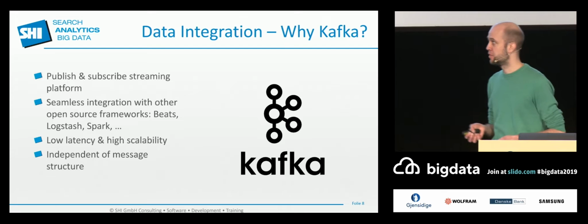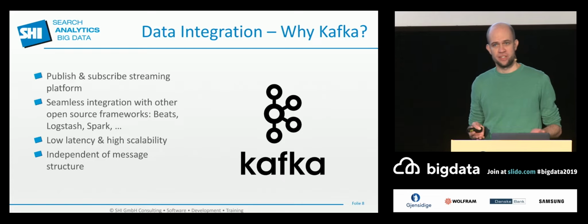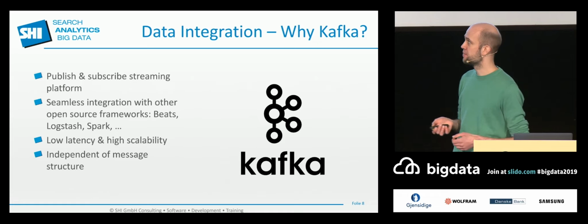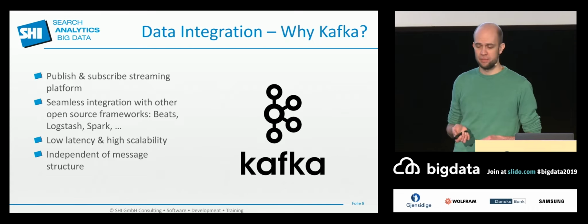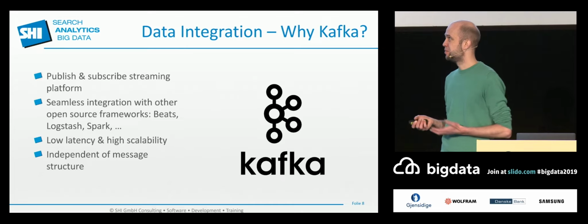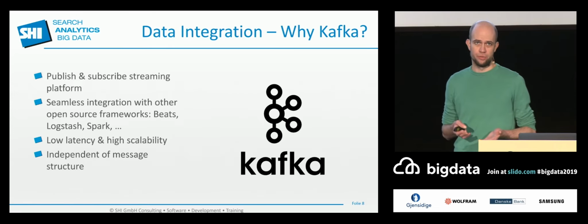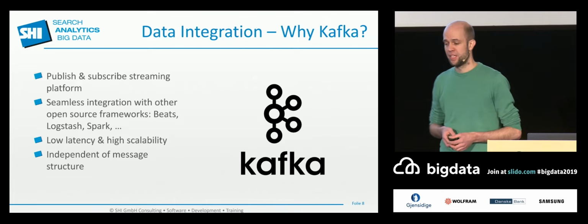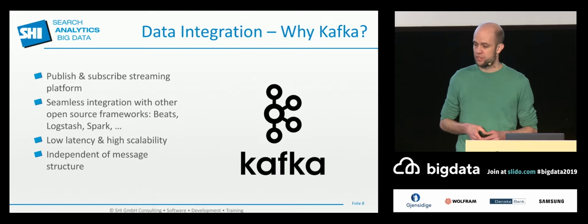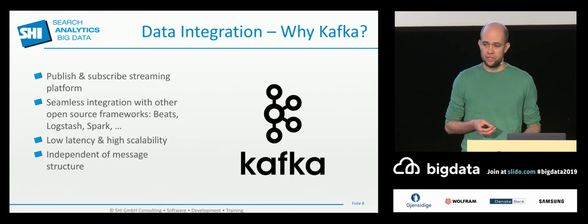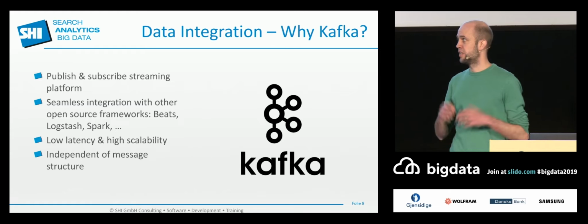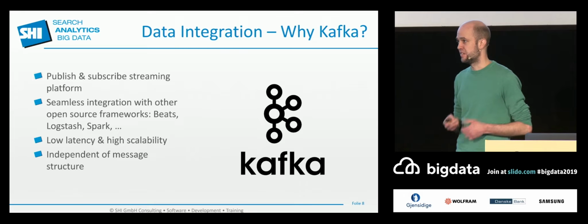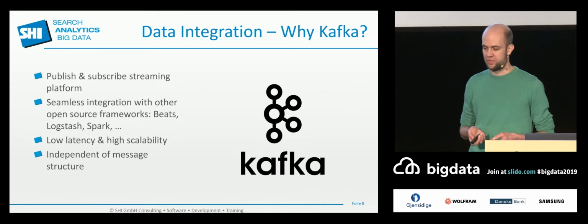Once it's in your platform, for data integration, Kafka is kind of the go-to tool in the Apache Software Foundation world, at least. It's a publish-subscribe streaming platform itself, and it seamlessly integrates with a lot of other open source components like Beats in this example, but also Logstash or Spark. Kafka provides low latency and also high scalability in terms of high throughput, so it doesn't really matter whether you have 100 events per second or 100,000 events per second. Kafka is in general capable of dealing with that amount of data.